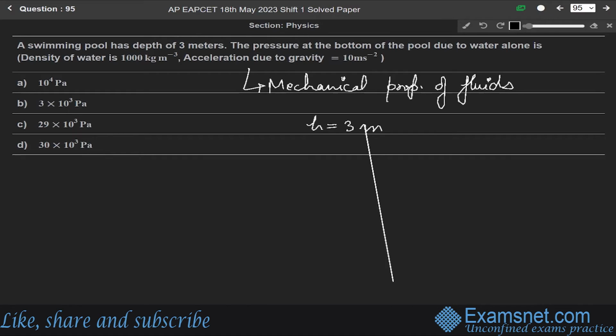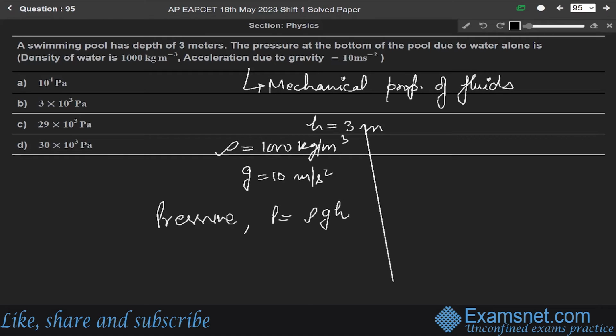And we have to find the pressure. The density is given as 1000 kg per meter cube, and gravity is 10 meter per second square. So the formula for pressure is equal to rho g h. Now putting the values, rho is 1000, g is 10, and h is 3. So solving it, we get 30 into 10 to the power 3 Pascal. So among these four options, option D is the correct answer, 30 into 10 to the power 3 Pascal.